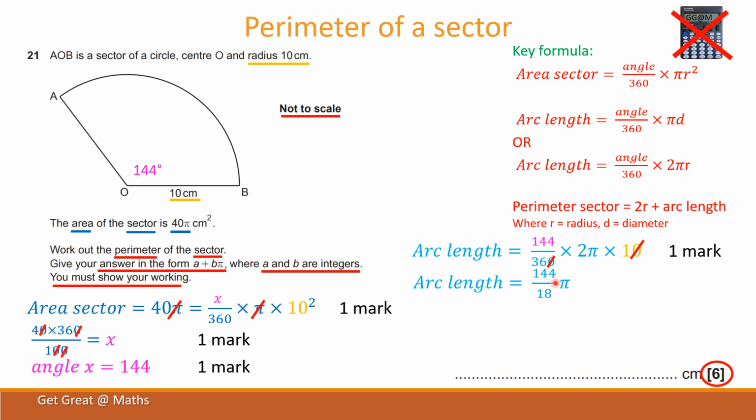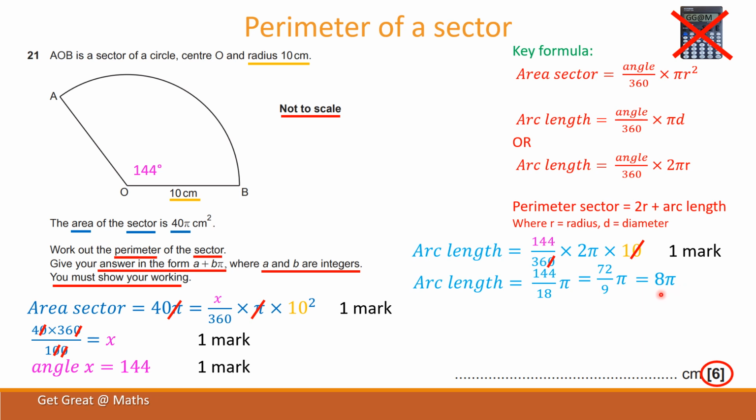Now I've then got to simplify this. Now 144 and 18 are both even, so I'm just going to halve both the numbers. So a half of 144 is 72, and a half of 18 is 9. So I've got 72 over 9 pi. Now 72 over 9 is the same as 72 divided by 9. Now 72 divided by 9 is just 8, so this is the same as 8 pi, and that's how we'd work it out without a calculator.